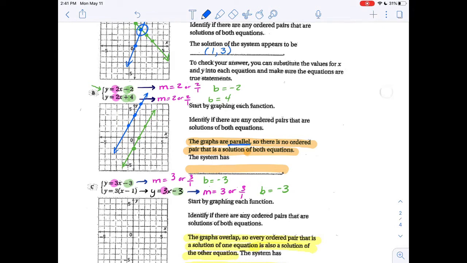If graphs are parallel to each other, because the slopes are the same, but your y-intercepts are different, well then that means there is no solution. They will never cross. There is no point that will work on both those equations.